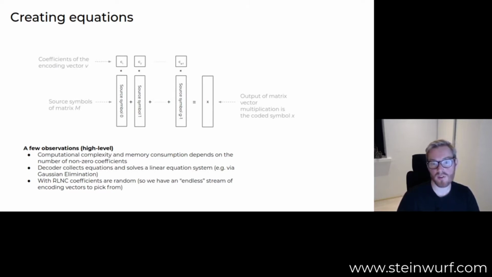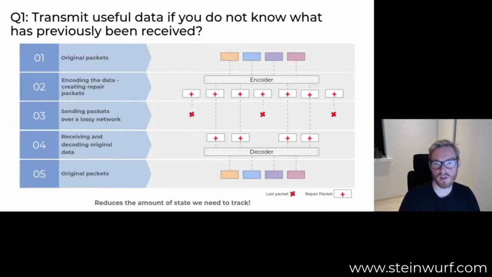So these two properties are important for OTAcast and are one of the reasons why we built OTAcast on top of an RLNC algorithm. So let's also take a look at why it is that the erasure correcting algorithms solve the two questions that we introduced in the use case description. So the first question was, how can we transmit useful data if we don't know what previously was received or has been received? And this figure tries to illustrate that.